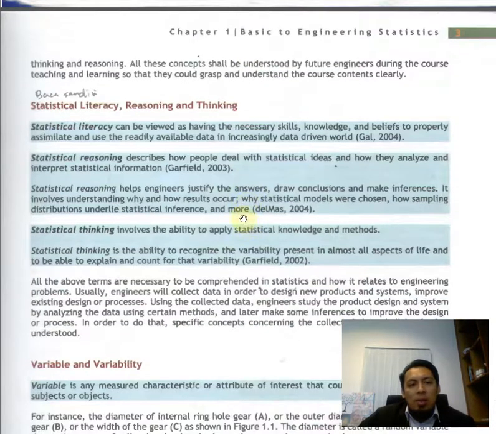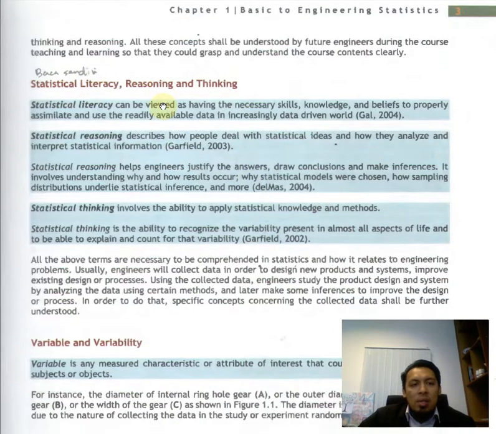I did emphasize this before: statistical literacy, reasoning, and thinking. So when you learn statistics, these are the skills that you need to have. What is statistical literacy? It is the knowledge and belief to properly assimilate and use the data that we have. So that is statistical literacy.